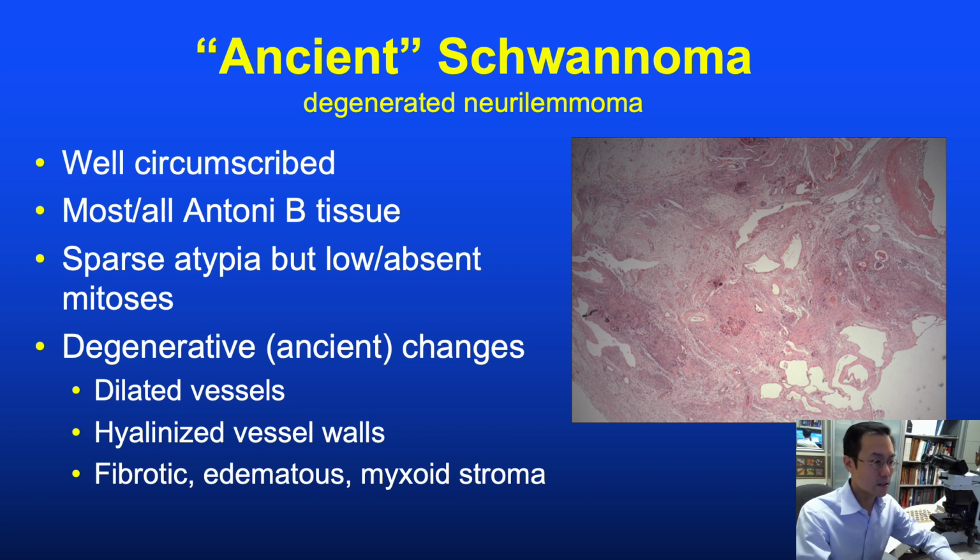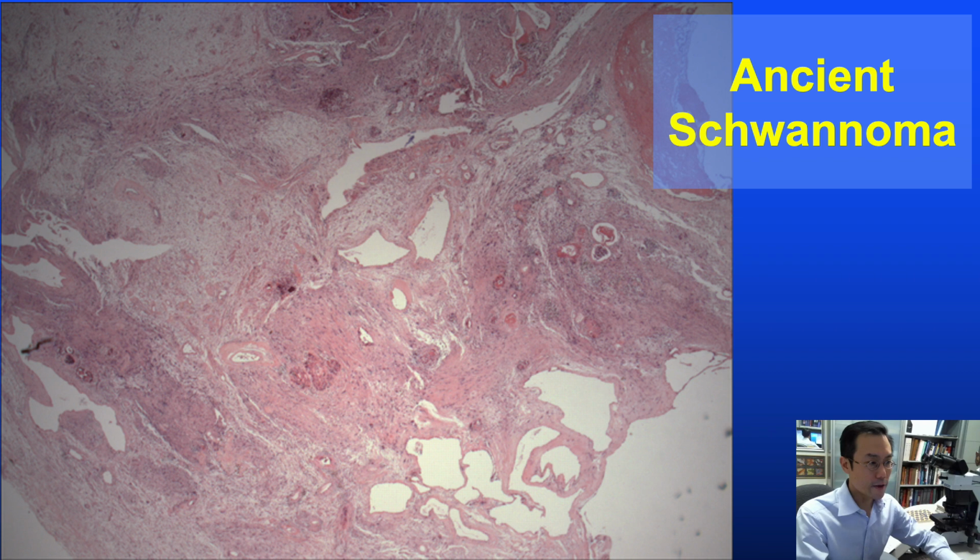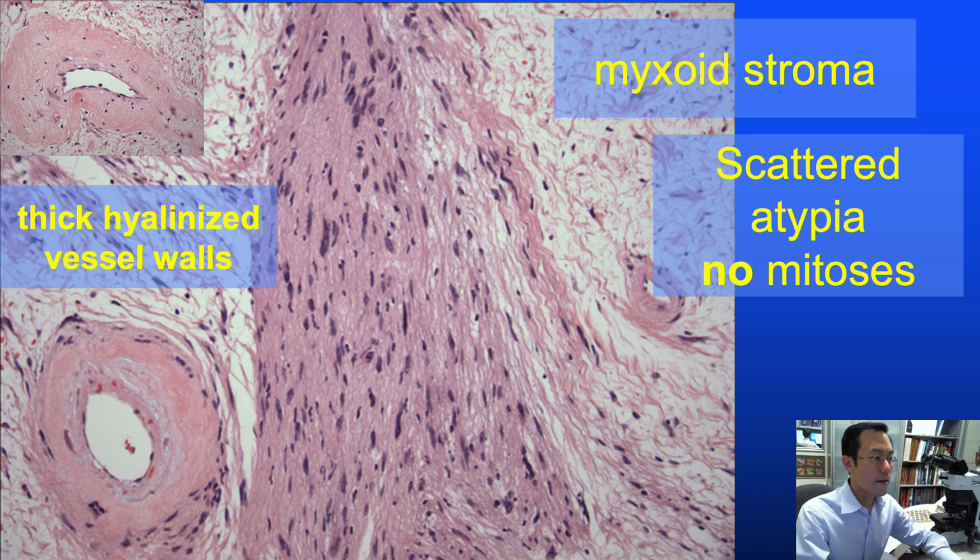We can see variably fibrotic and more edematous or myxoid stroma associated with irregular dilated blood vessels, thickened hyalinized walls, and at close examination, usually sparse, but clearly atypical hyperchromatic cells, but on further scrutiny, no concomitant increase in mitotic activity as would be typical of a malignant neoplasm.